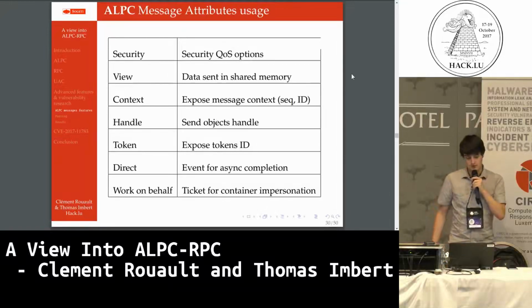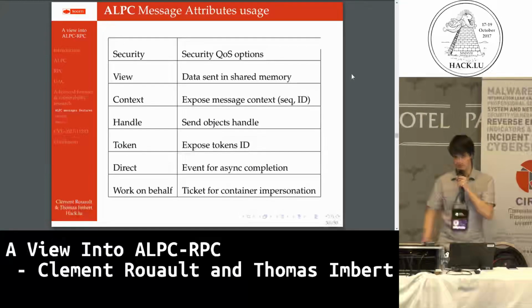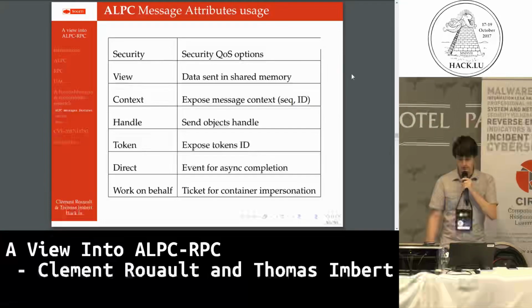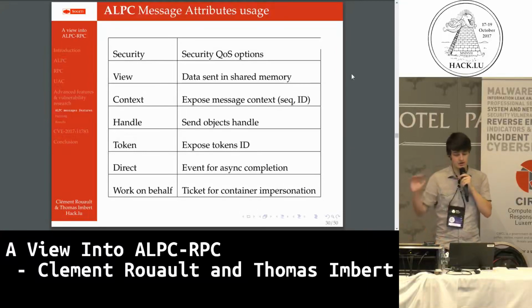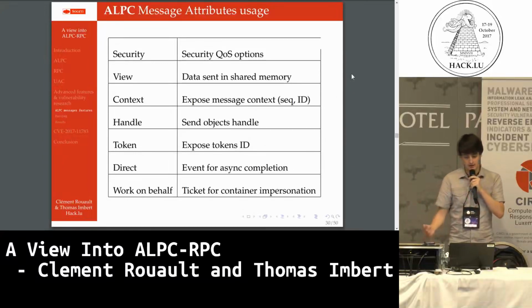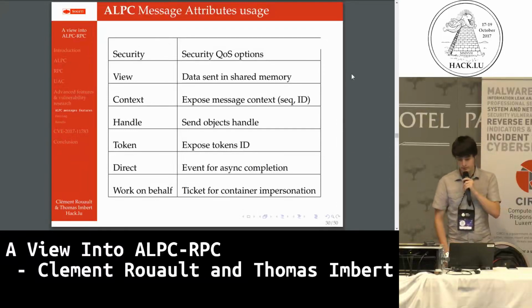You can use the security message attribute to change the quality of service option, and the view attribute to send the data in a shared memory instead of after the port message. This view attribute will be interesting later. You also have a context attribute, which allows exposing some message ID, and even a handle attribute, which allows sharing handles between the client and the server. So through ALPC you can share object handles. That's interesting. The last ones are new to us and we didn't look at them.